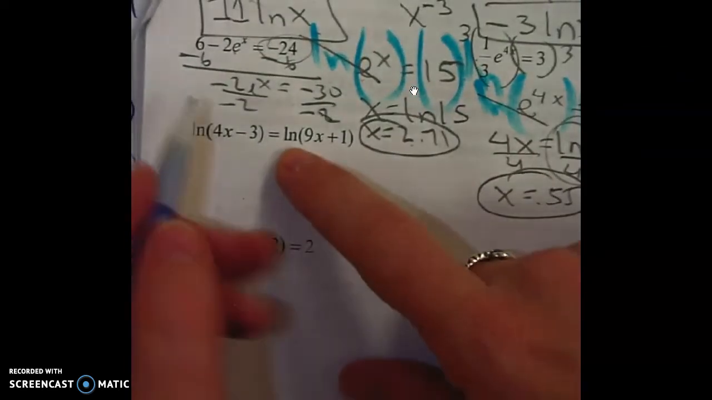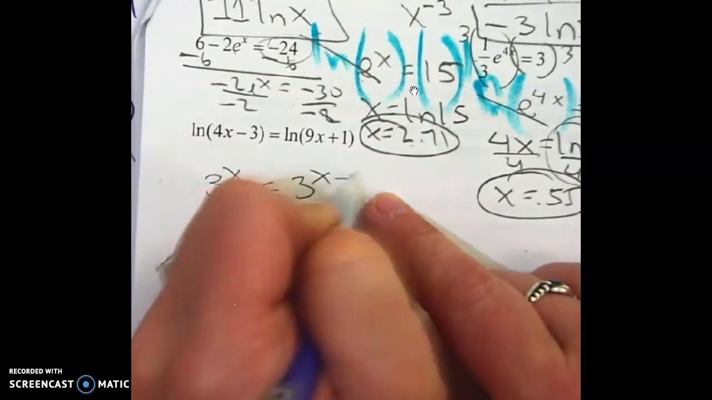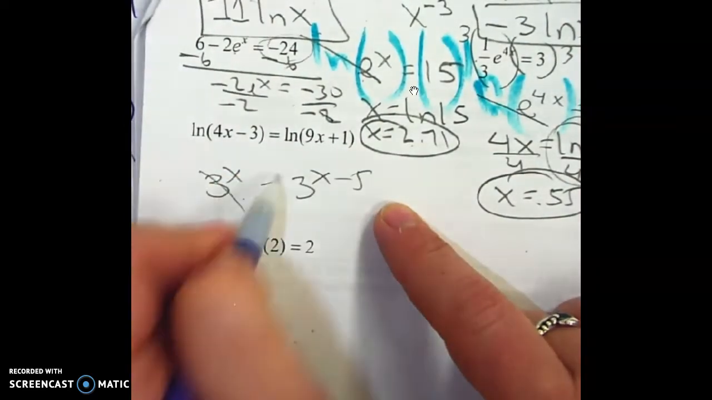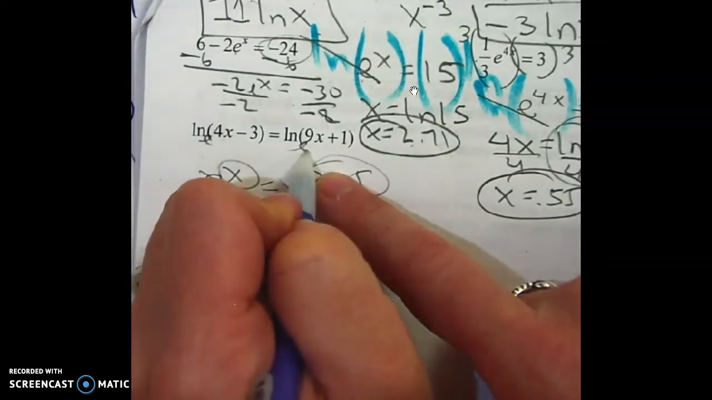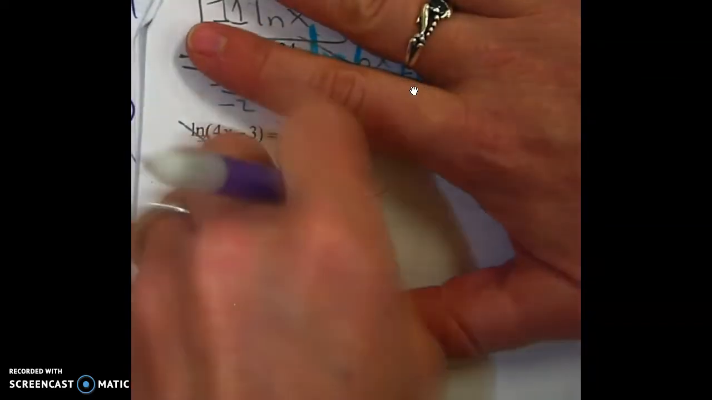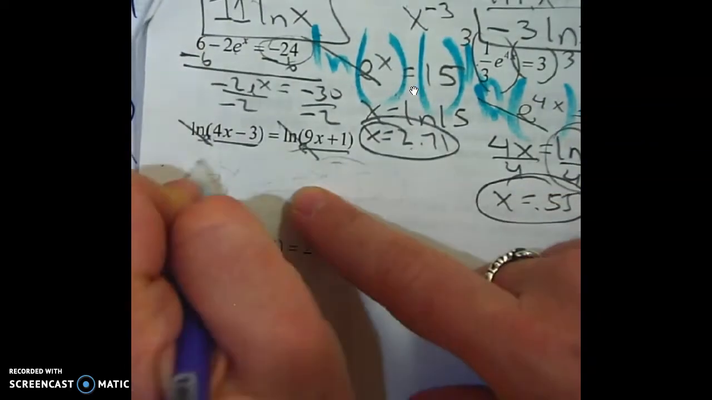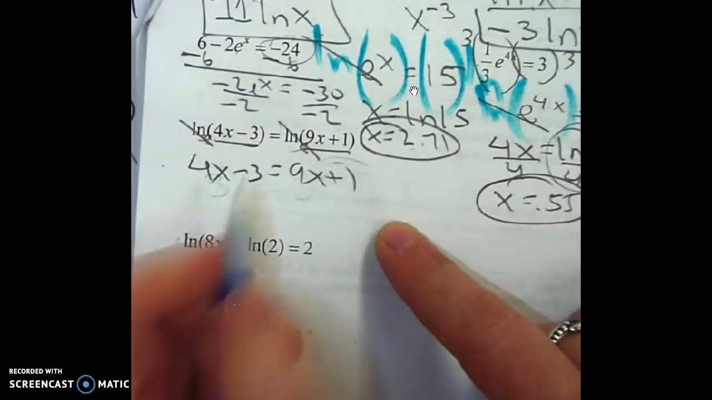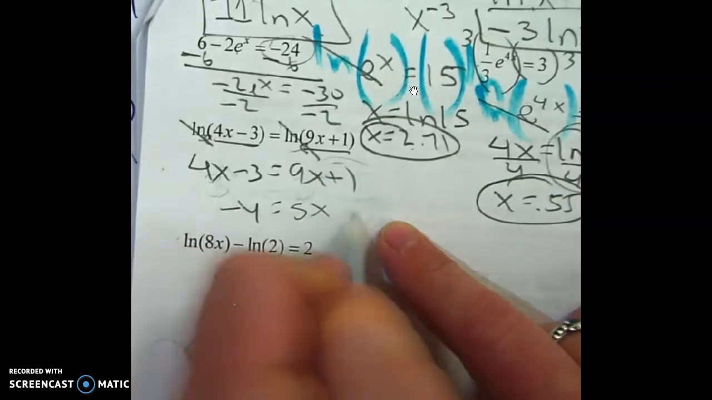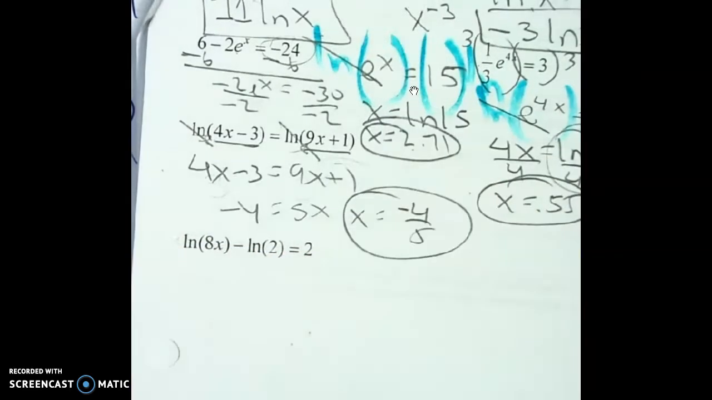When the bases are the same, remember when we had like 3 to the x equals 3 to the x minus 5, and you go, oh, the bases are the same, just set that equal to each other? Well, look, the bases are the same. So, just set this equal to each other. 4x minus 3 equals 9x plus 1, 5x equals negative 4, x equals negative 4/5.